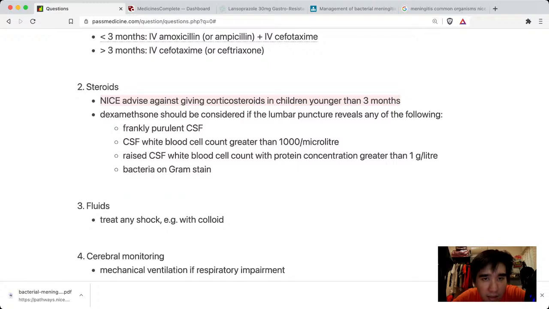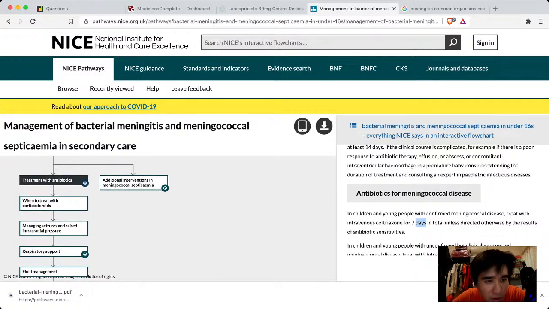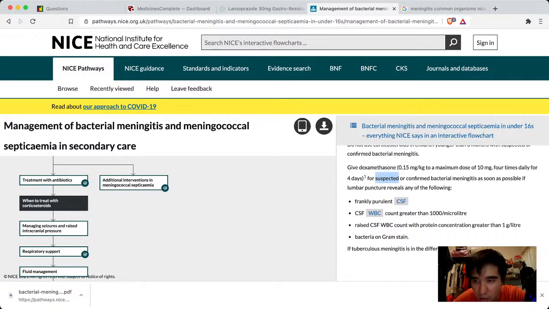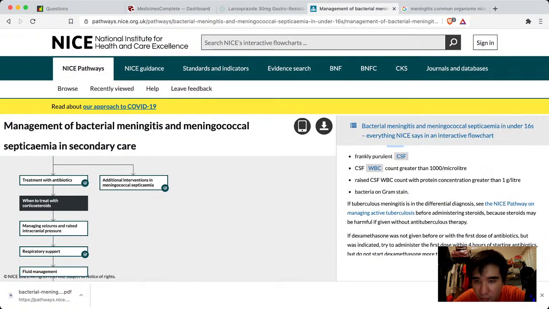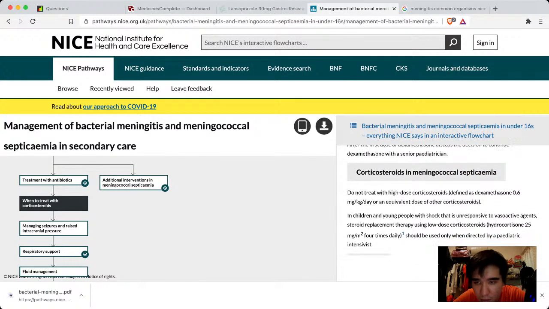Steroids. NICE advises against giving corticosteroids in children younger than 3 months. Oh, I missed that. When to treat with corticosteroids. Okay. Do not use corticosteroids in children younger than 3 months with suspected or confirmed bacterial meningitis. Give dexamethasone 4 times daily for suspected or confirmed bacterial meningitis as soon as possible if lumbar puncture reveals any of the following. It doesn't say why either.